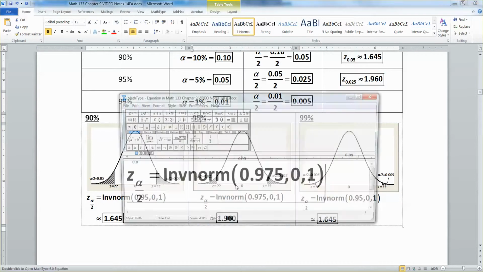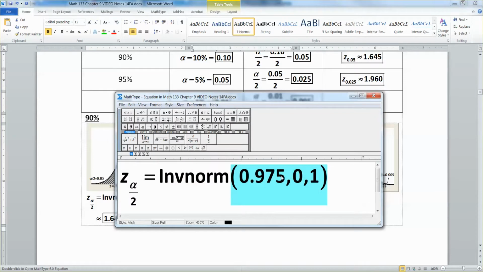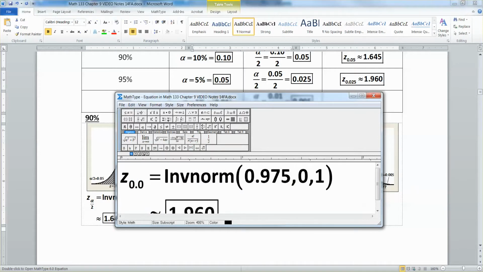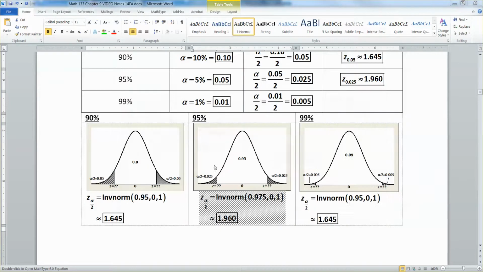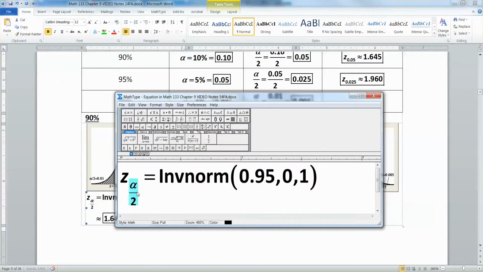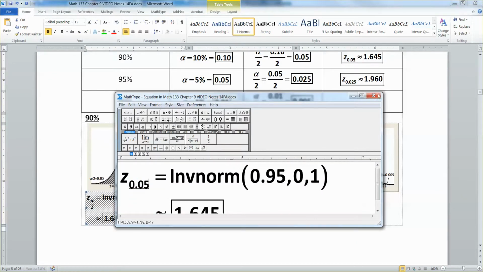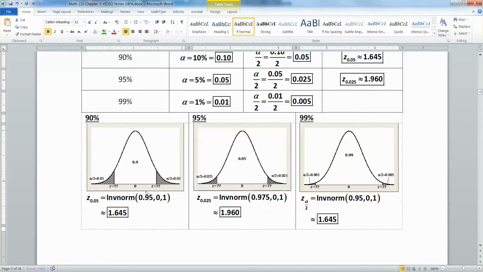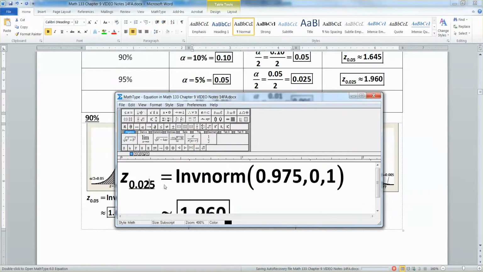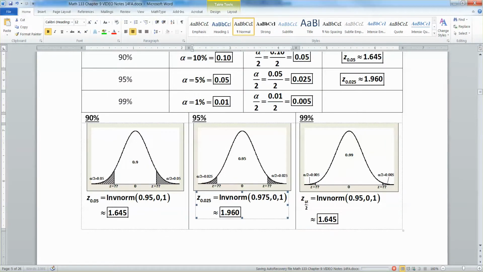Remember that the calculator always takes left tail area, so that's why I have to put 0.975 here. But the picture is actually 0.025 right here. It's the area in the right tail for the subscript, if you will. And if you like, you can say this one's 0.05 right here. So 0.05 and 0.95 add up to 1. 0.025 and 0.975 add up to 1. Then we're going to do it again over here.